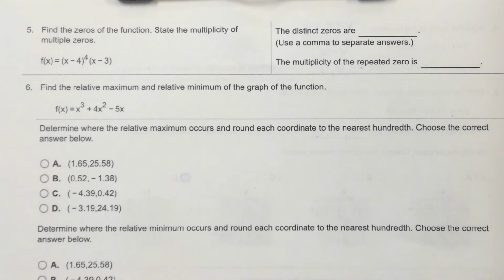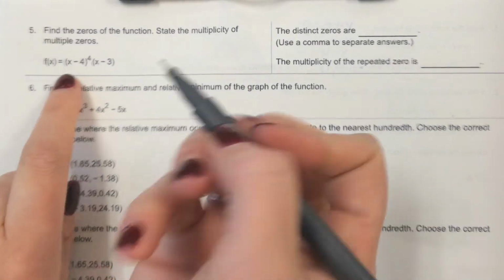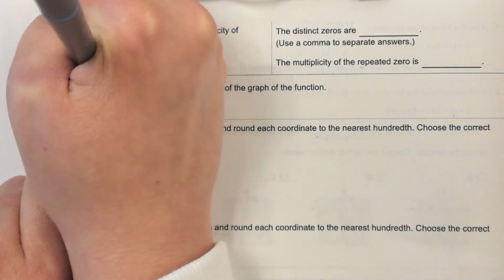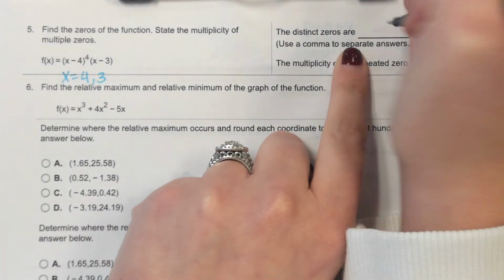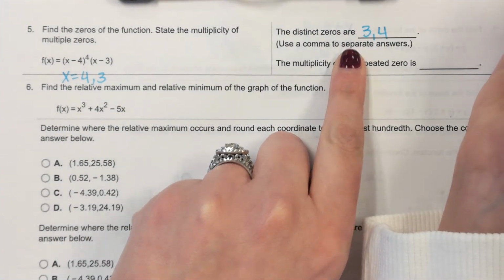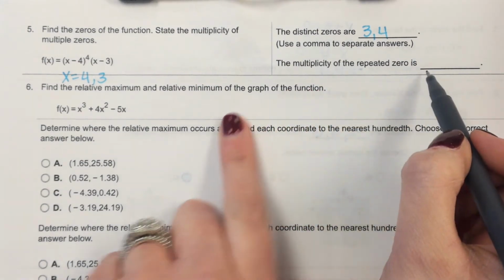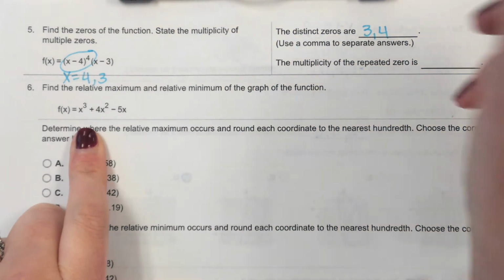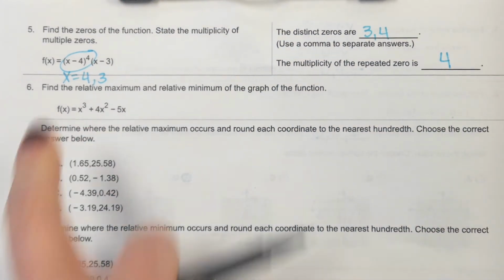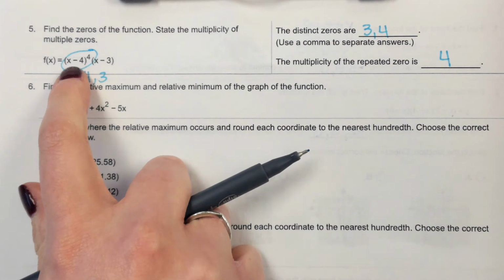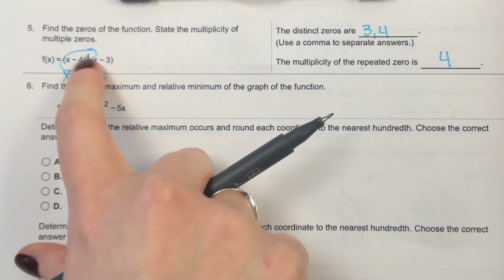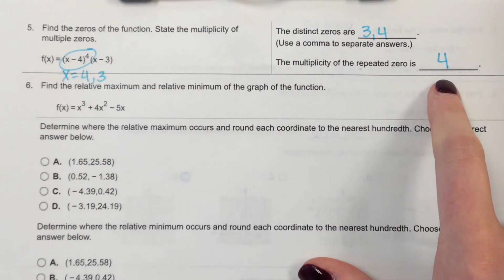Okay, number 5, find the zeros of the function, state the multiplicity of multiple zeros. So we've got x minus 4 and x minus 3, so that's going to be x equals 4 and 3. So the distinct zeros are 3 and 4. And then the multiplicity of the repeated zero. So this one is repeated, and it has an exponent of 4. So the multiplicity is 4. That means that that zero happens 4 times, okay? But it's repeated, so we're not writing it out a bunch. We just do have the exponent of 4, and that's the multiplicity.